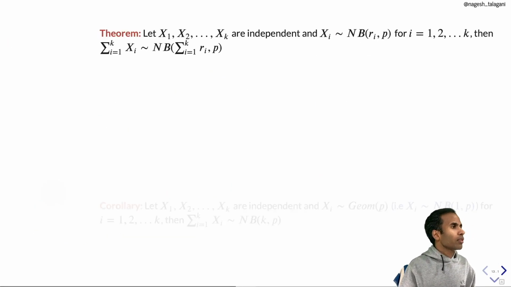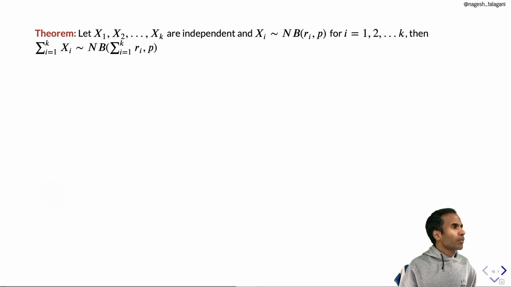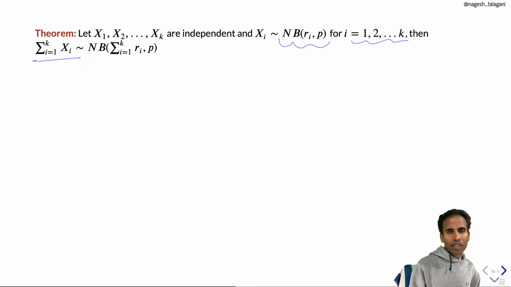Next theorem. Let X1, X2, ..., Xk be independent and Xi follows a negative binomial distribution with the parameters ri comma p for i equal to 1 to k. Then summation Xi from i equal to 1 to k follows a negative binomial distribution with the parameters summation ri from i equal to 1 to k, comma p.